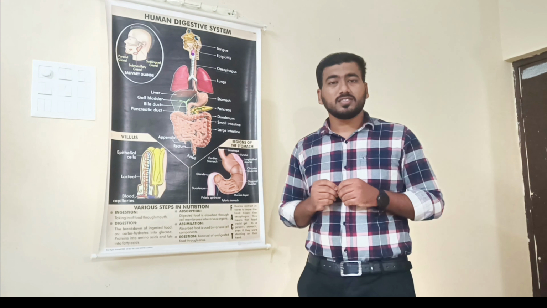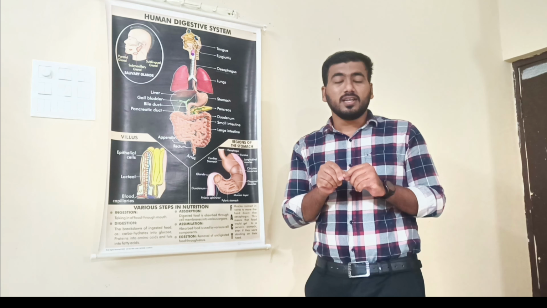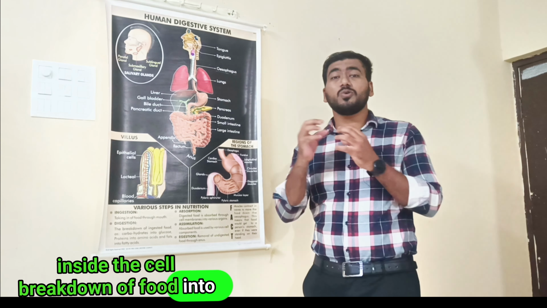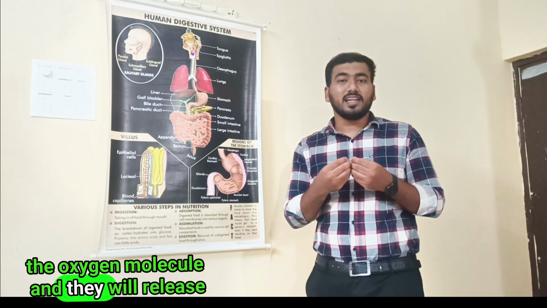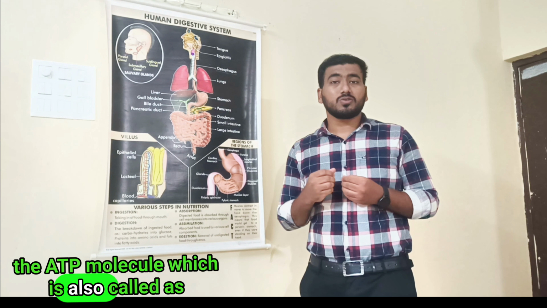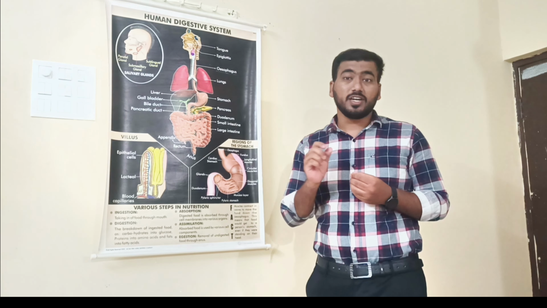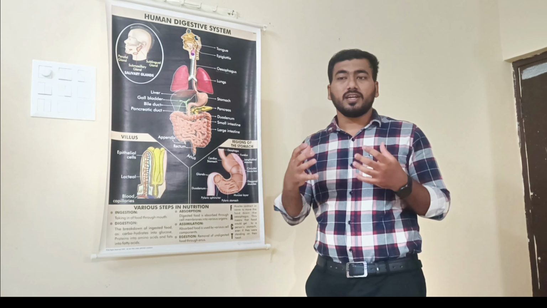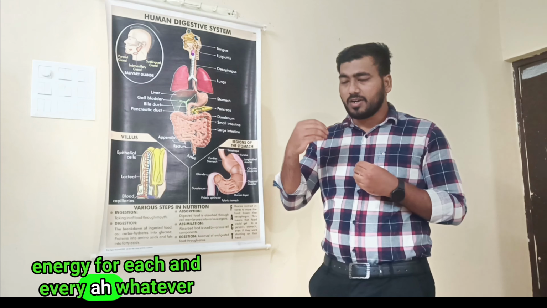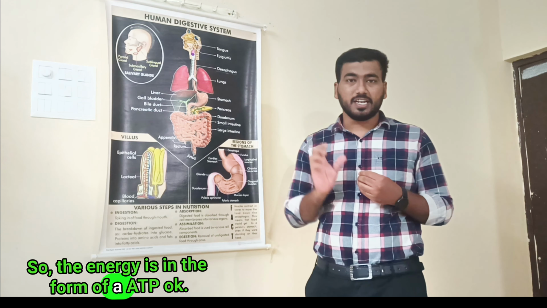What is that? We require oxygen. So through the respiratory system, oxygen will also reach the cells. Inside the cell, what will happen? Inside the cell, food is broken down into energy. The food molecule will react with the oxygen molecule and release an ATP molecule, which is adenosine triphosphate, also called the energy currency of a cell. So ATP is used as the energy currency for a cell. For whatever movements or work we are doing, we require energy, and that energy is in the form of ATP.